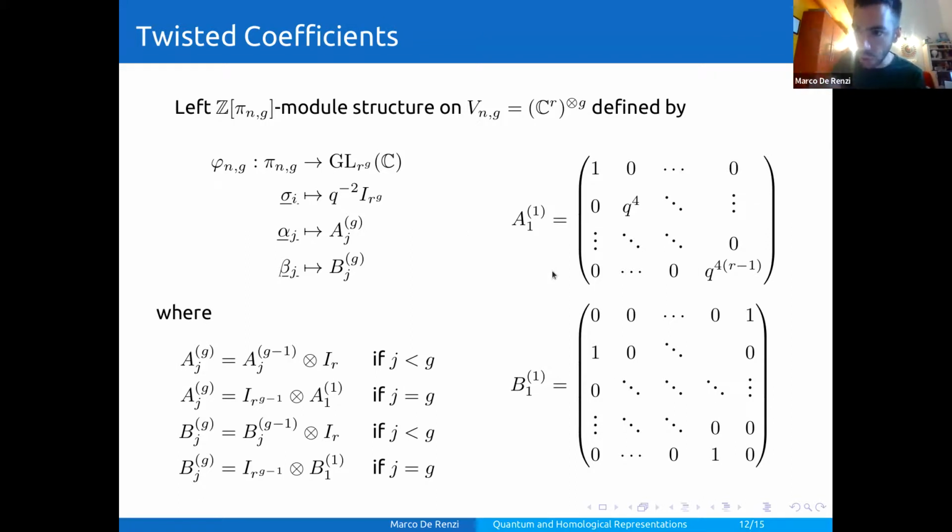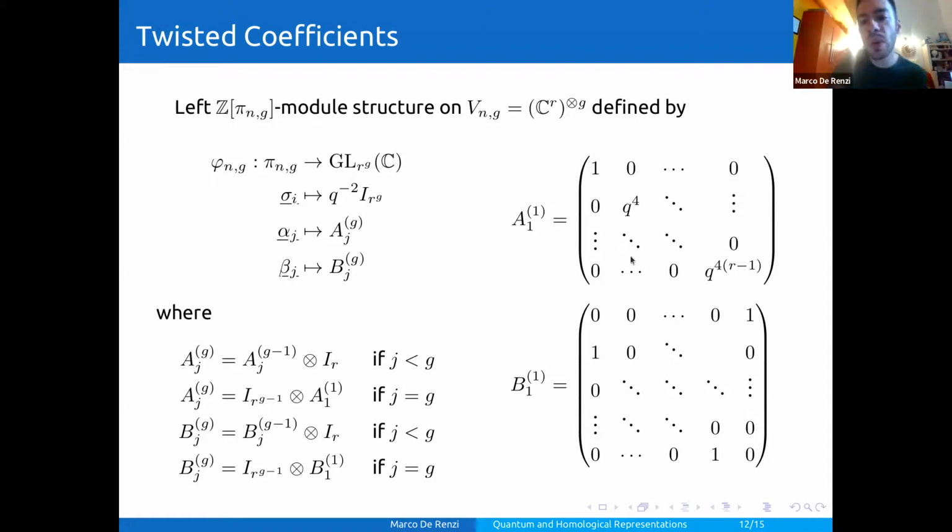The two important points about these matrices is that they Q-commute, or rather they Q to the 4 commute. And so the commutator between these two matrices is Q to the power 4. And also they both have order R. Another important point is that their centralizer is just scalar matrices. So something that commutes with both of them needs to be a scalar matrix.